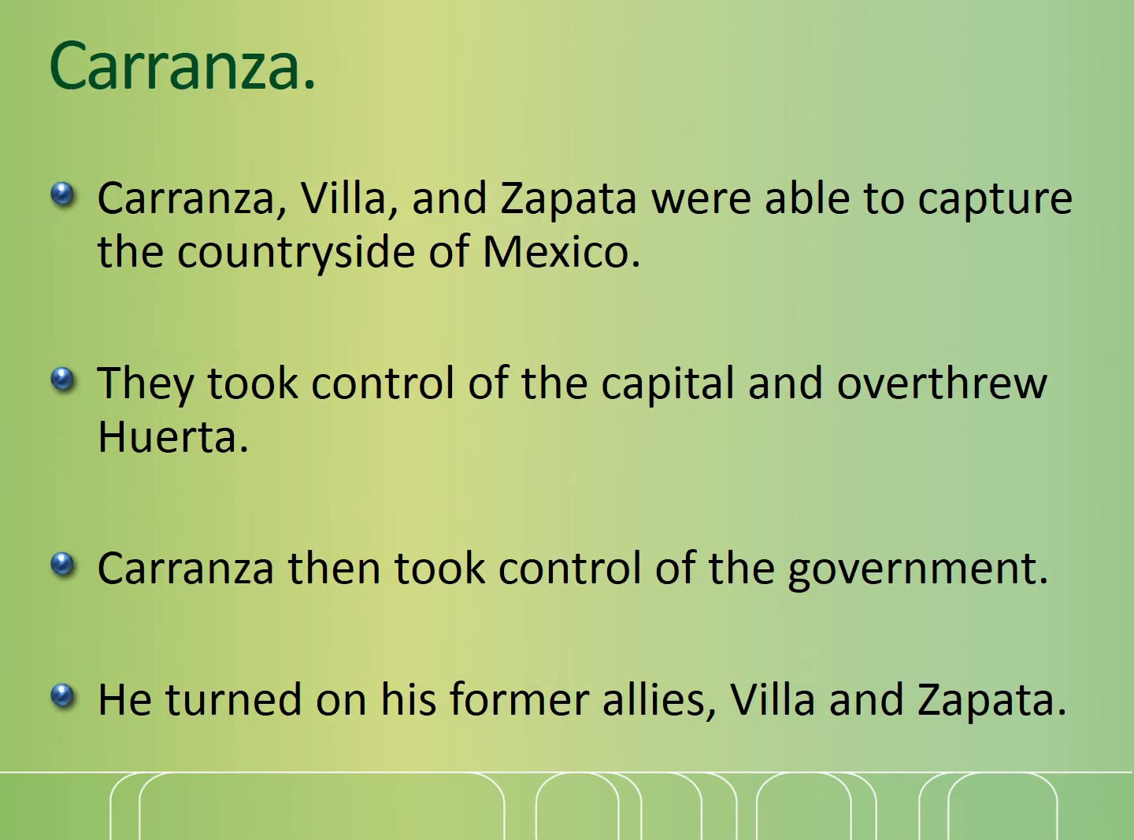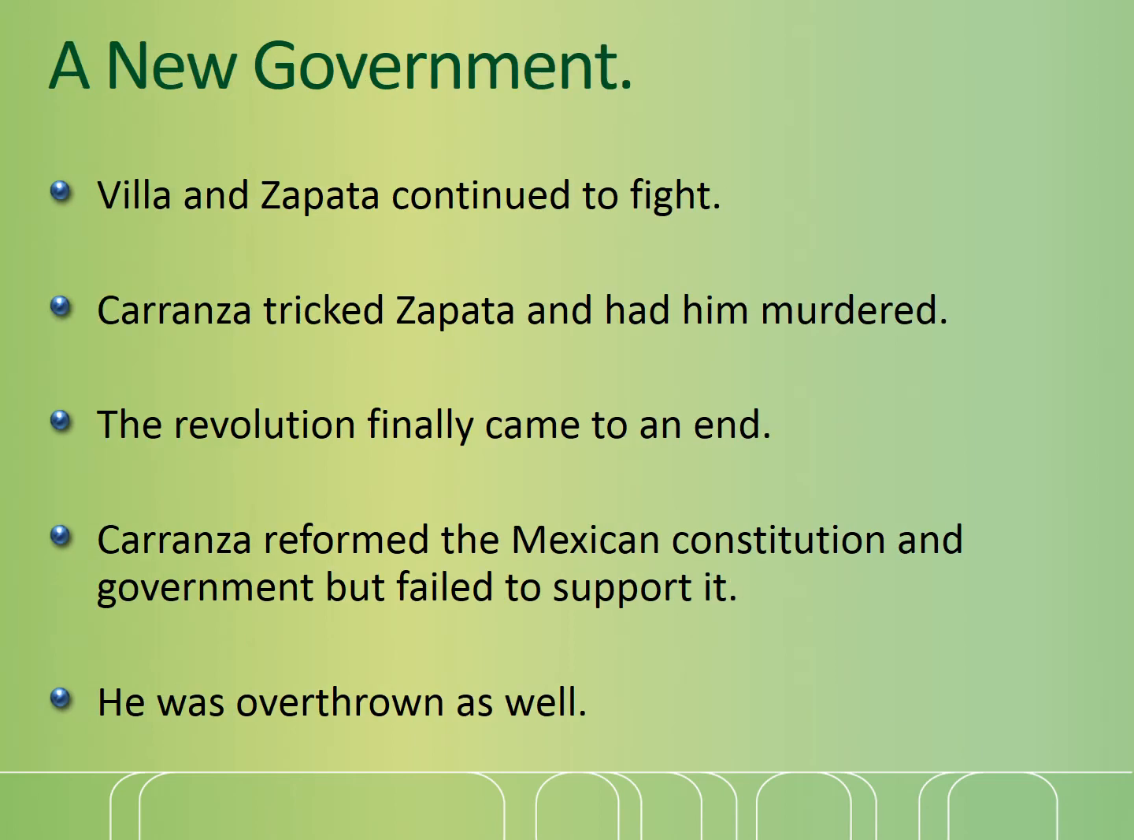So Carranza, Villa, and Zapata were able to capture the countryside of Mexico, and they finally took control of the capital and overthrew Huerta. Carranza then took control of the government, and then he actually decided to turn on his former allies, Villa and Zapata, as well. Villa and Zapata continued to fight until Carranza tricked Zapata and had him murdered. And this brings about an end to the Mexican Revolution somewhat.